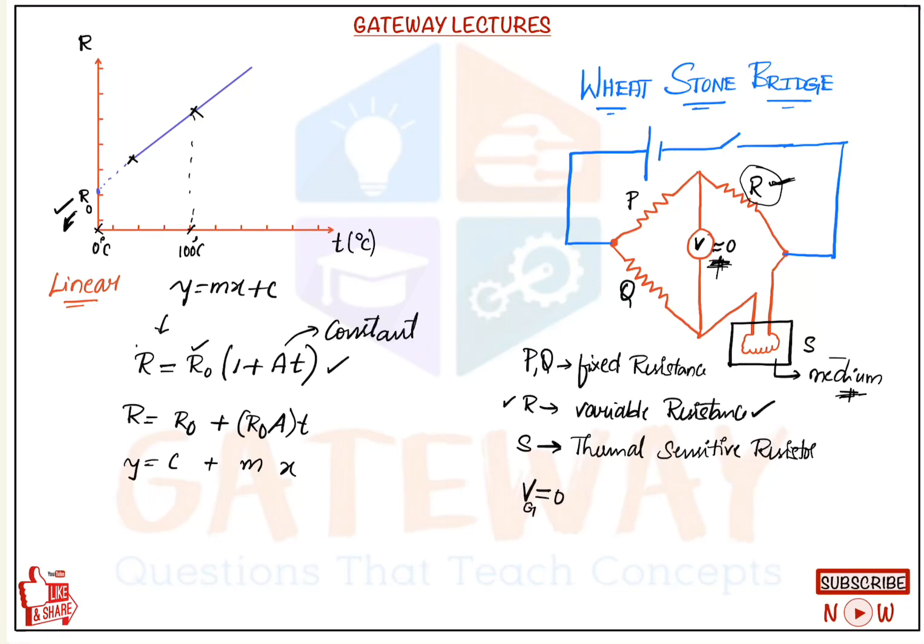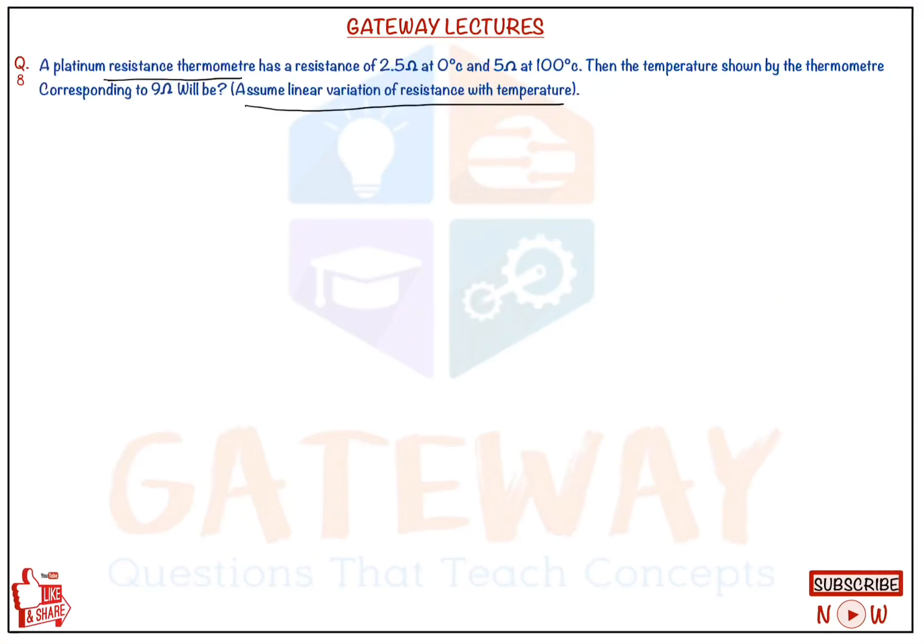The galvanometer reading should be 0, and also P upon Q is equal to R upon S. P and Q are fixed resistances, so the variation will be in R upon S. This is the exact condition for Wheatstone bridge working. Let us go directly to the question.